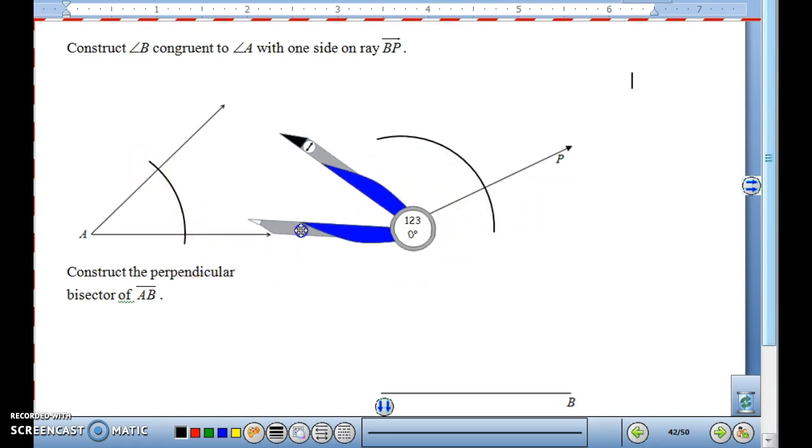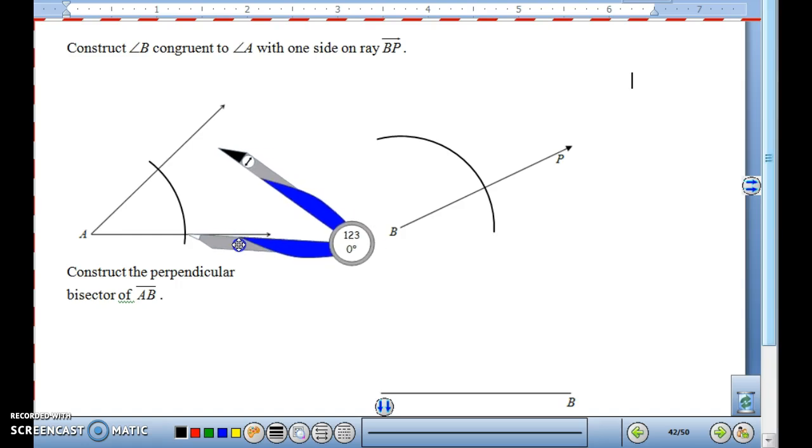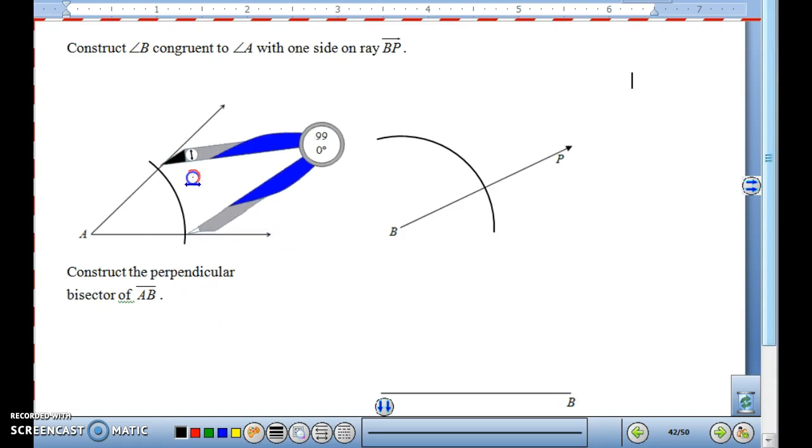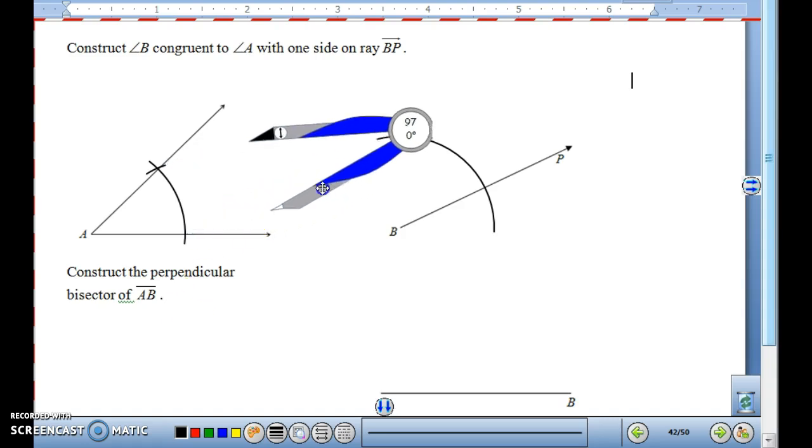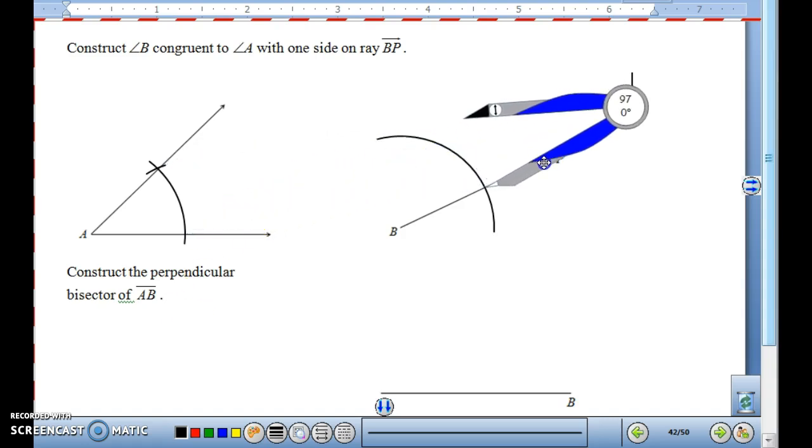Now, take your compass on one of the rays where you intersected with the arc that you just drew, put your point, and put your pencil part over here and measure that opening. That tells how far the angle opened. And make a little hatch mark there to show that you measured it. And then come over here and do exactly the same thing.